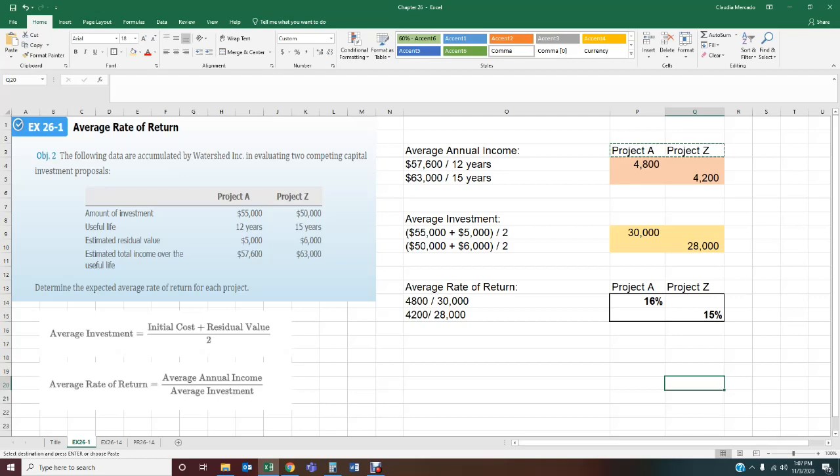Okay, so this was just a matter of explaining how we get to the average rate of return. To get to the average rate of return, you have to calculate your average annual income, your average investment, and then the average rate of return becomes a piece of cake. It's just your average annual income over your average investment. Okay, so that is pretty simple. That is the first exercise that we are covering.